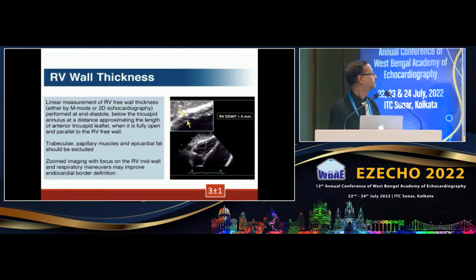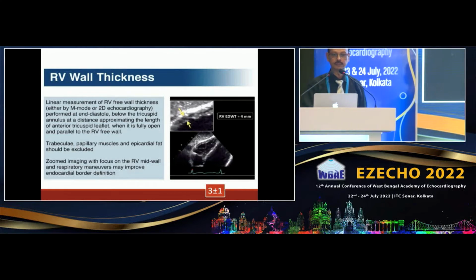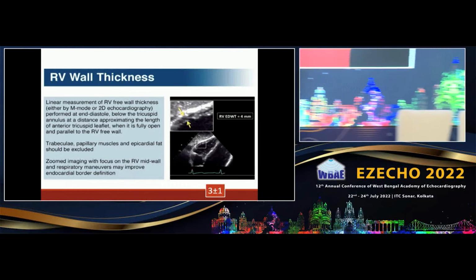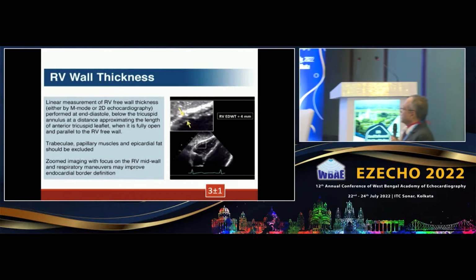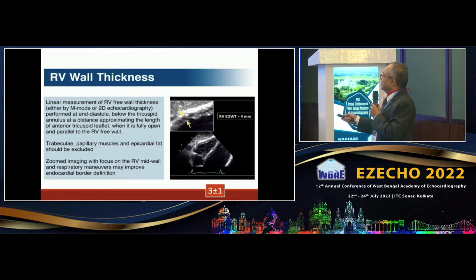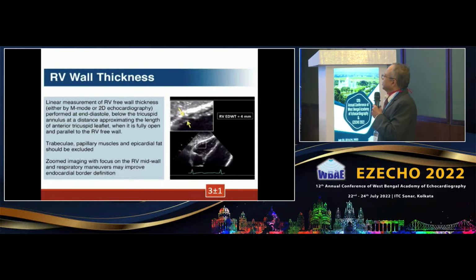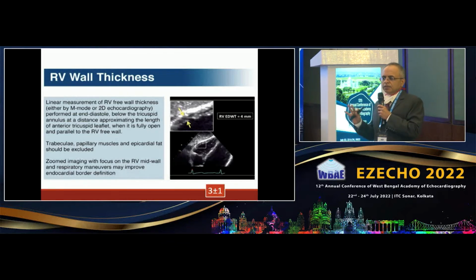Yeah, so the free wall thickness of the RV, always do a subcostal view. Don't use the long axis view. Do a subcostal view, and you have to do it before the papillary muscle here. You have to avoid the papillary muscle, okay? And then take the thickness of the right ventricle like this. Generally it is 2 to 3 millimeters. Anything 4 millimeter and above is RV hypertrophy.